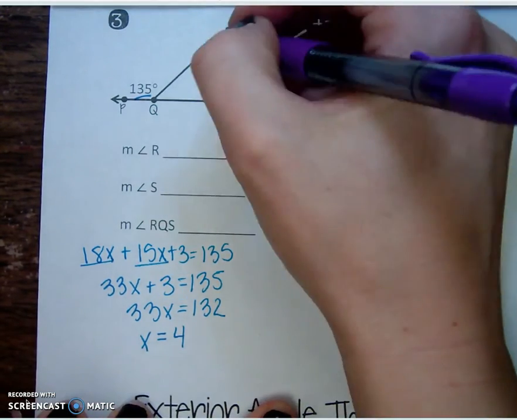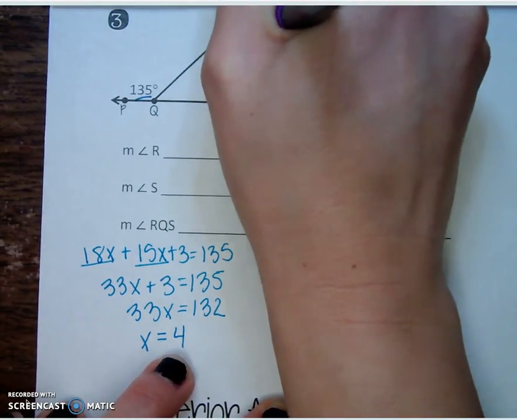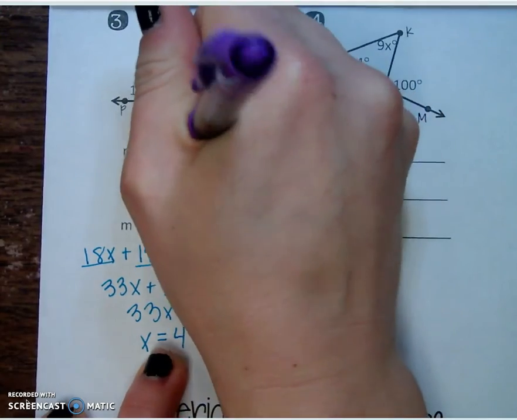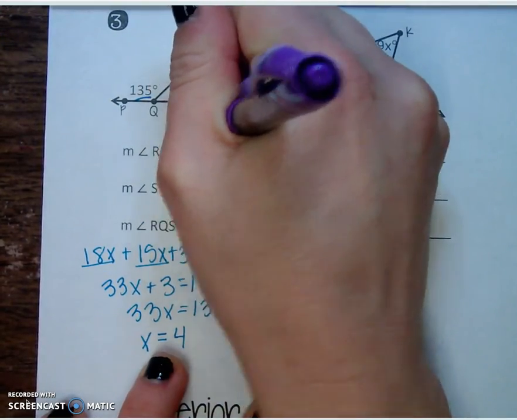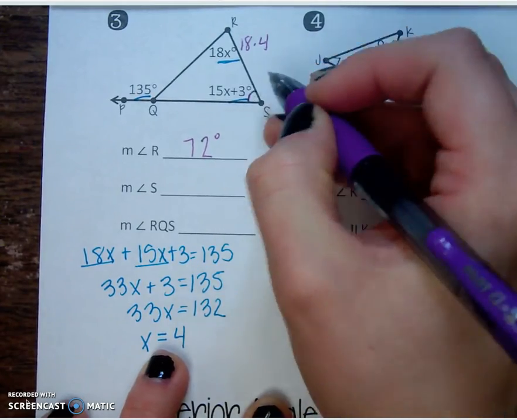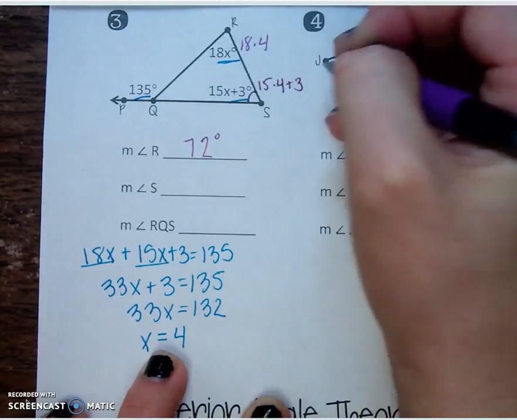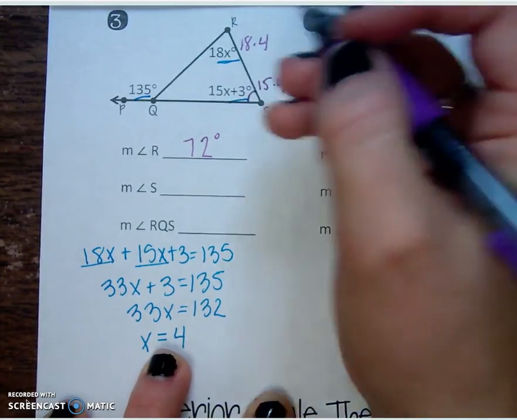So angle R, I'm substituting in 4. 18 times 4 is 72 degrees. Angle S, right here, plugging in 4. 15 times 4 plus 3 is 63 degrees.